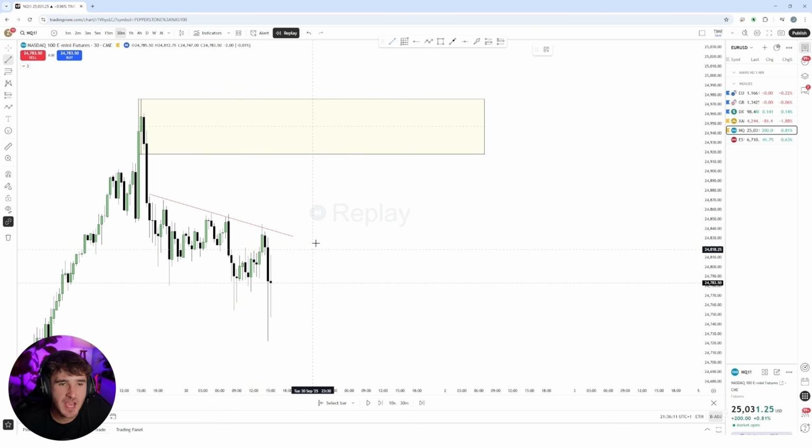Now let's move on to trend liquidity. The concept here is the same as everything we've covered so far. Liquidity is simply an area where there is a high concentration of orders sitting in the market.